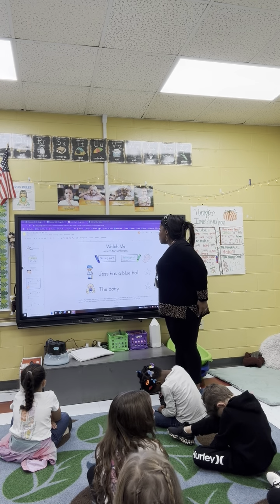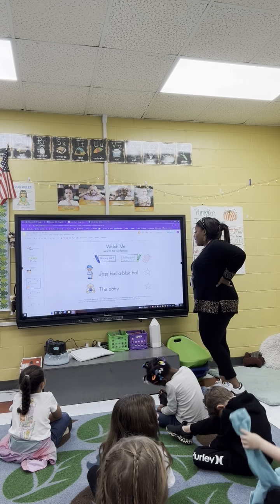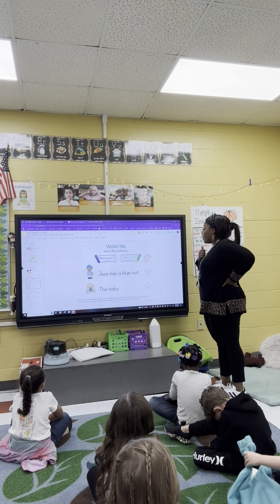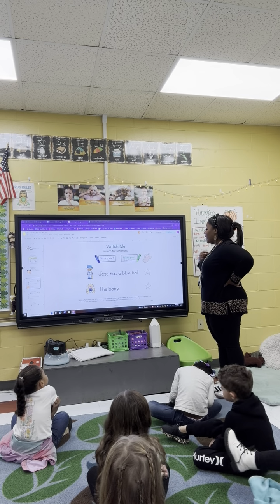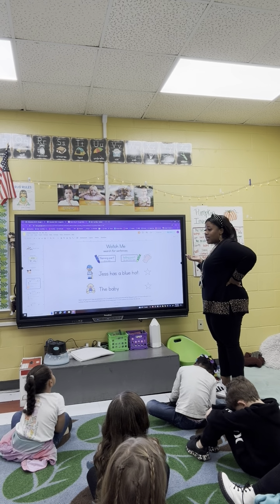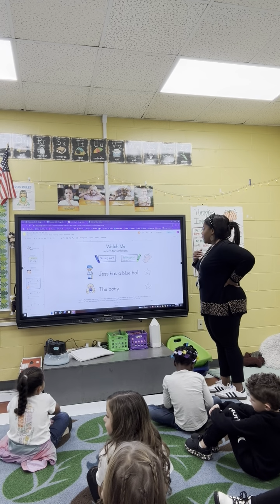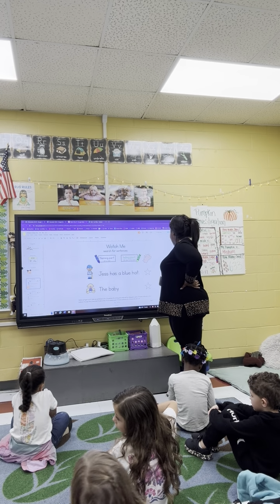Okay, so watch me figure out if these are sentences or not. I'll underline the naming part blue and the telling part green. If it has both parts, it's a sentence. So, ready? Yes, it is.